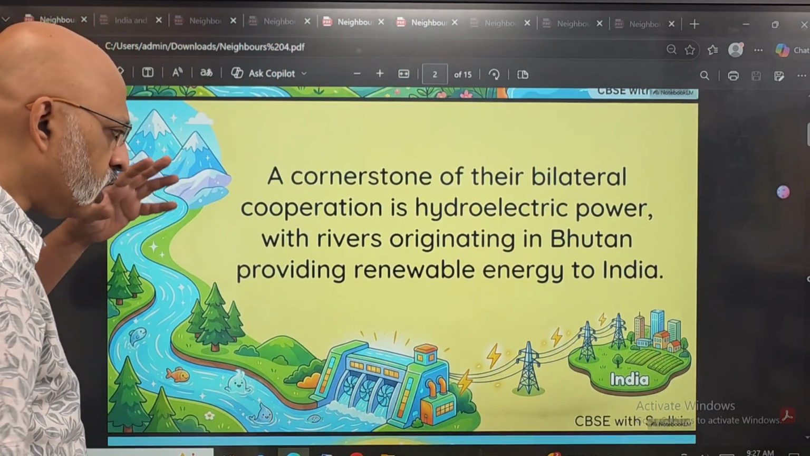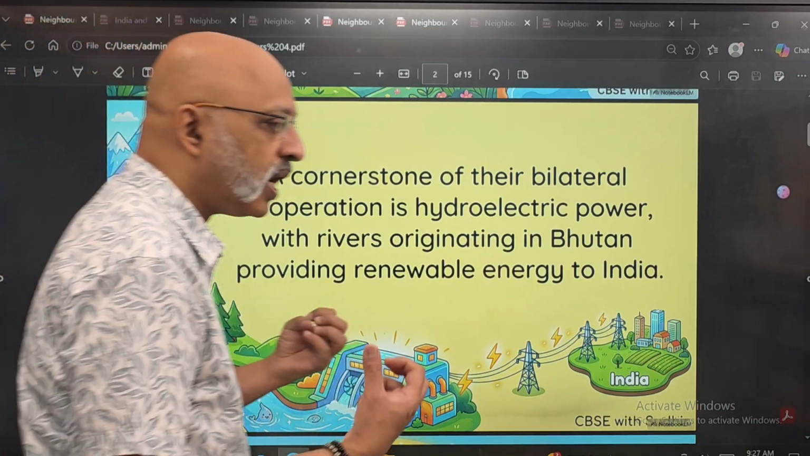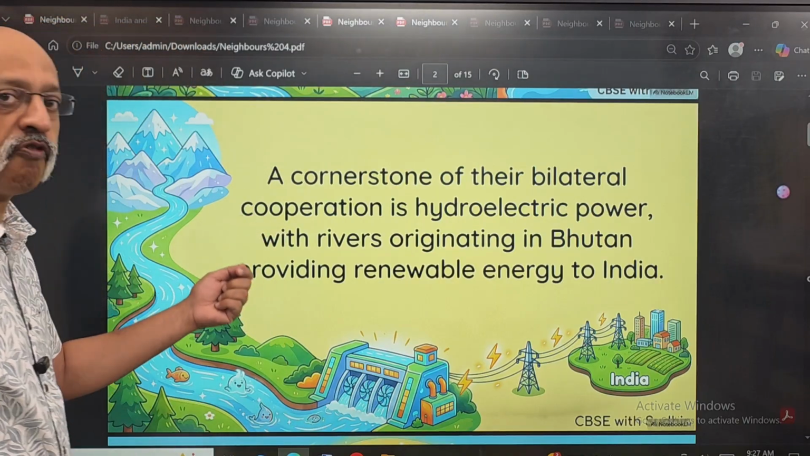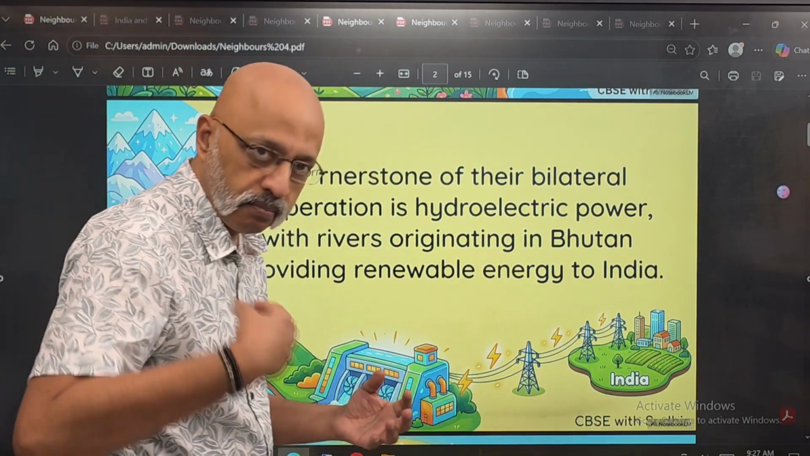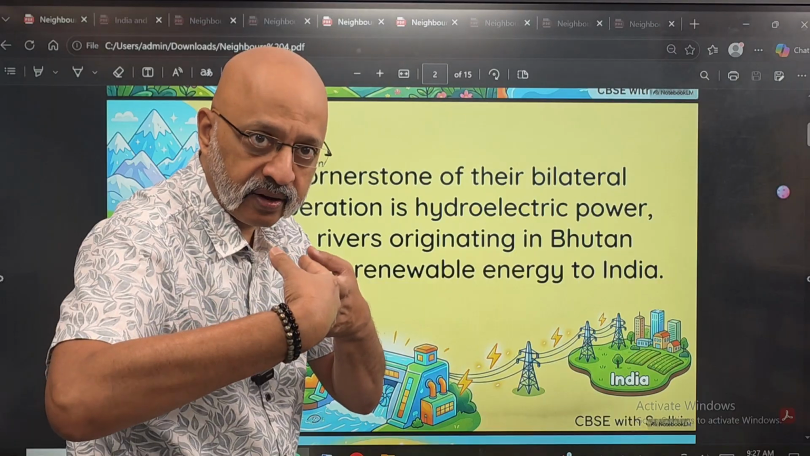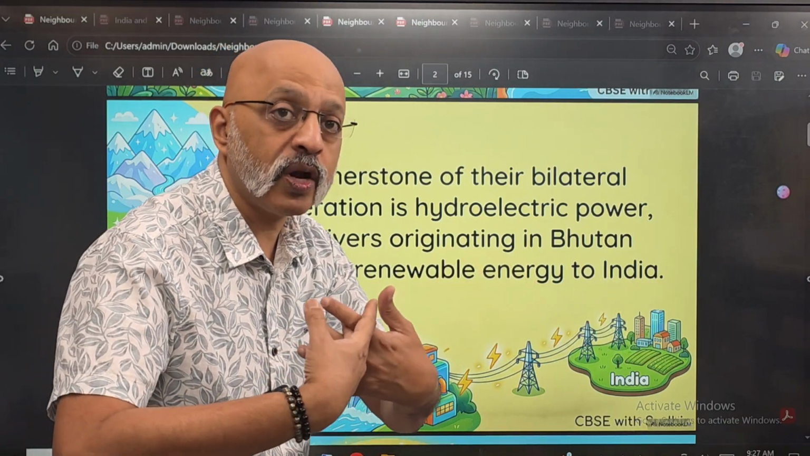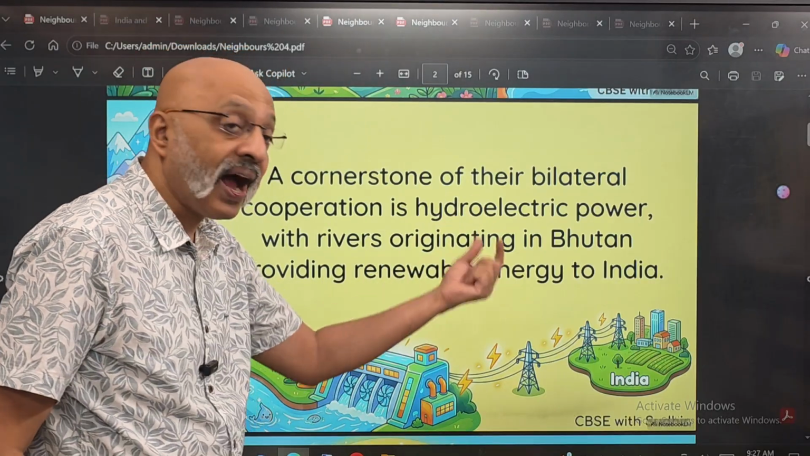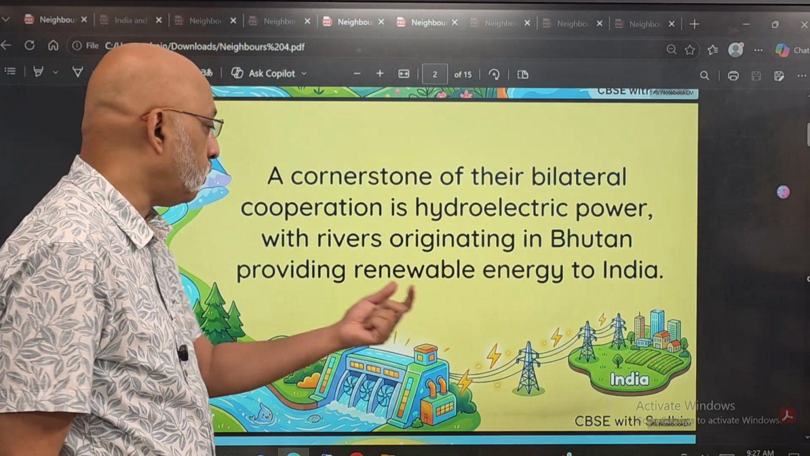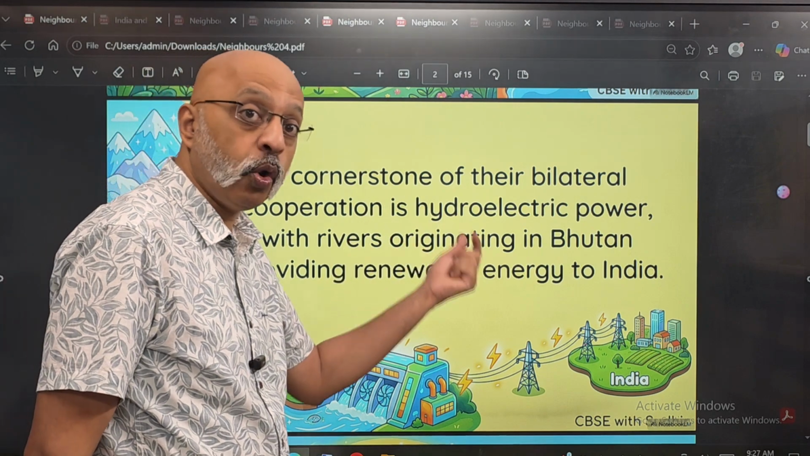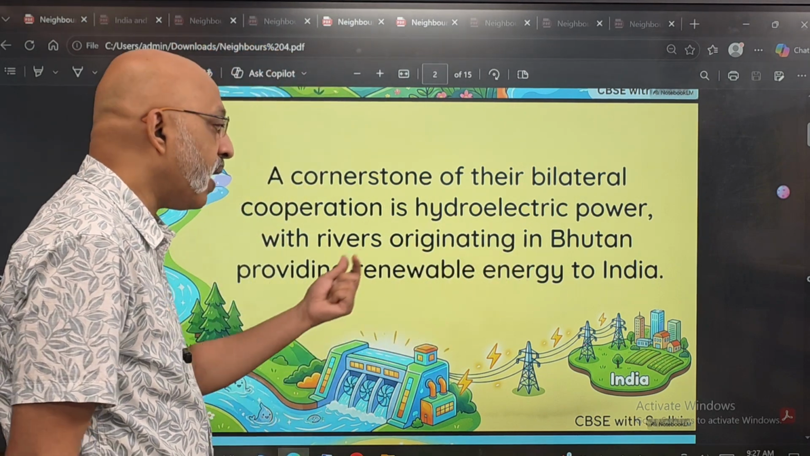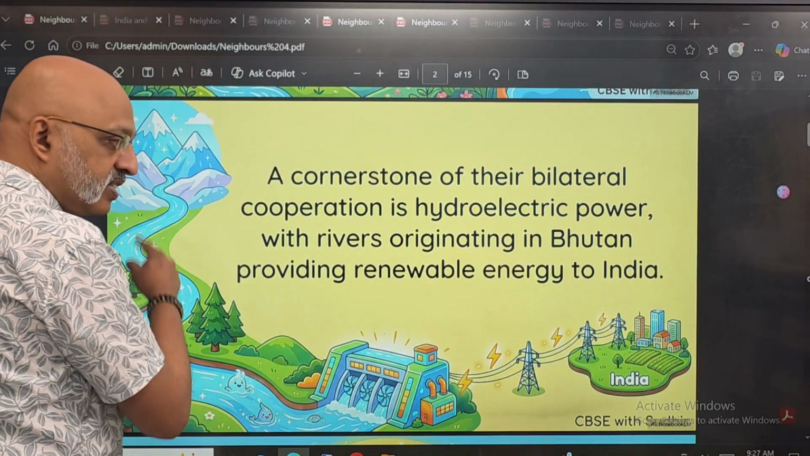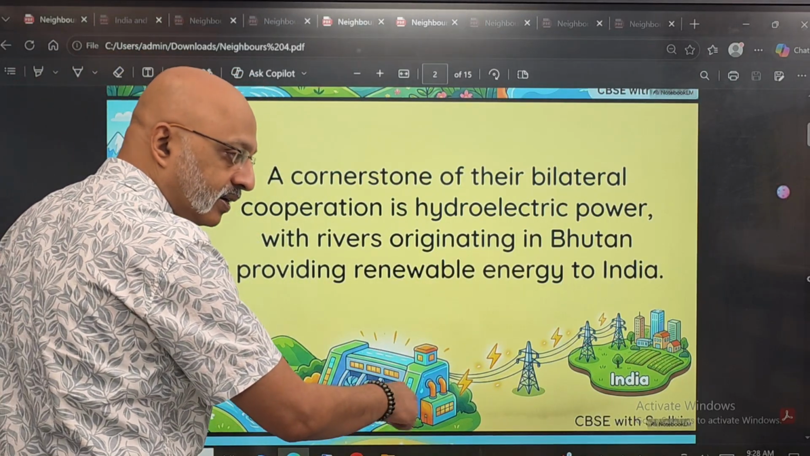One of the fundamental reasons why Bhutan is considered a friendly country as far as India is concerned is bilateral cooperation. Bilateral means between me and you, right? If there are 3 parties involved, it will be known as trilateral. So the bilateral cooperation between India and Bhutan is hydroelectric power. This is very important because many rivers actually originate in Bhutan, providing renewable energy to India. So India, if it is able to set up facilities with which to tap the hydroelectricity, right?